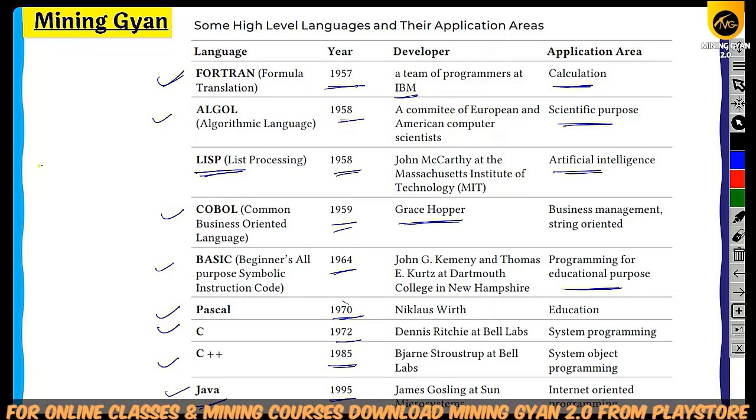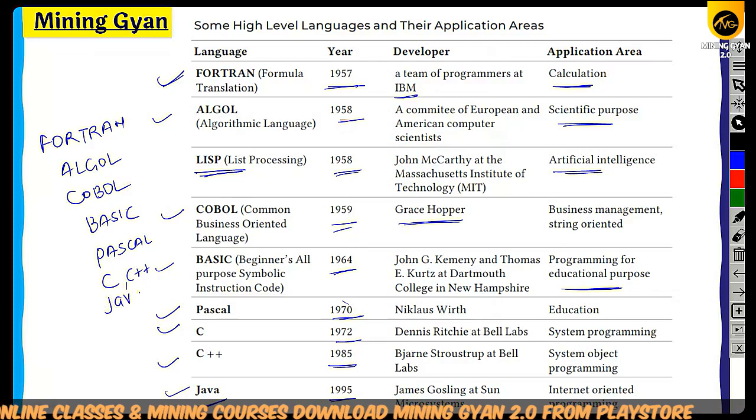So these are some important and famous programming languages: Fortran, ALGOL, COBOL, BASIC, Pascal, C and C++, and Java.